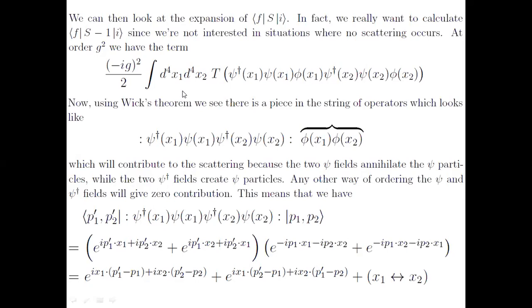So again, if we expand this term using all the expansions of psi dagger x1, psi x1, phi x1, psi dagger x2, all these expansions, we will see that only this term will contribute to the Feynman diagram. The other terms all will give 0 results. Now these colons are called normal ordering. Normal ordering means all the annihilation operators are to the right and all the creation operators are to the left. And this is called a contraction.